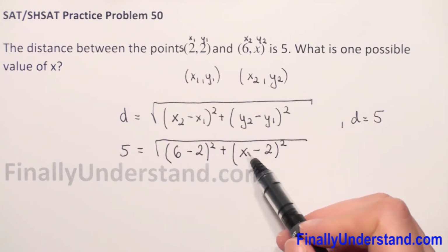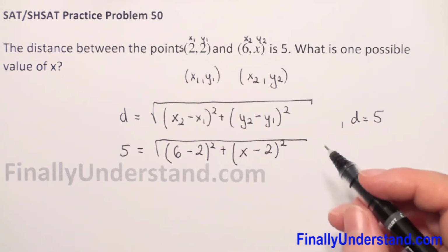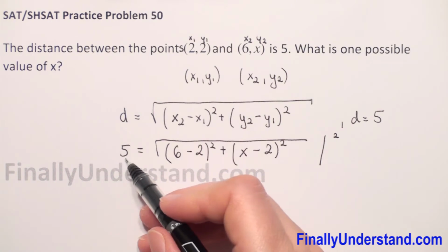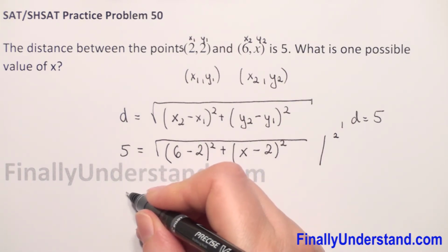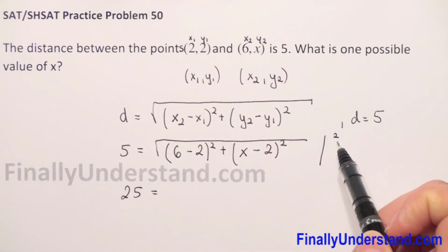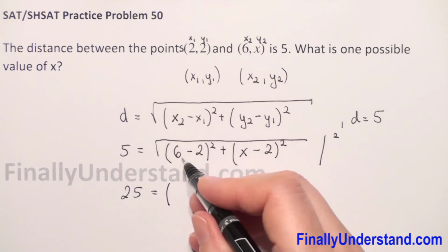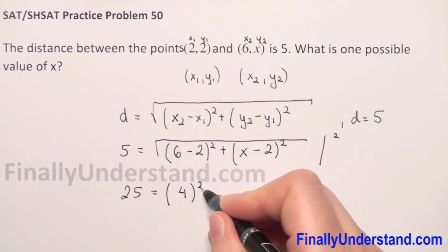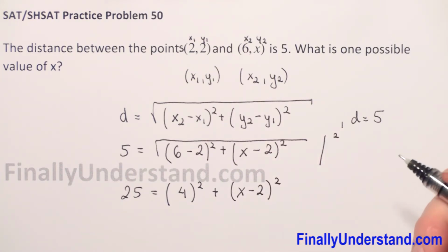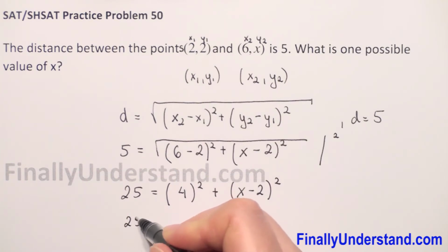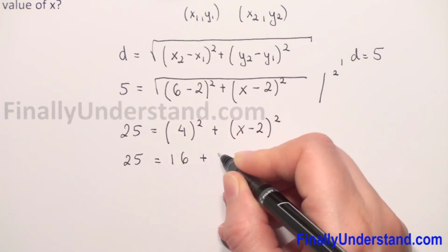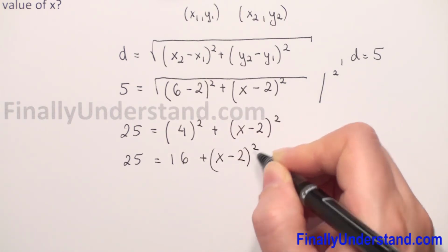Because we have a square root, we will raise both sides to the second power to remove the square root. So 5 to the second power will be 25, and the square root will cancel with the second power, so now we will have 6 minus 2 is 4 to the second power plus x minus 2 to the second power. So now 25 we copy, 4 to the second power is 16, plus x minus 2 to the second power.